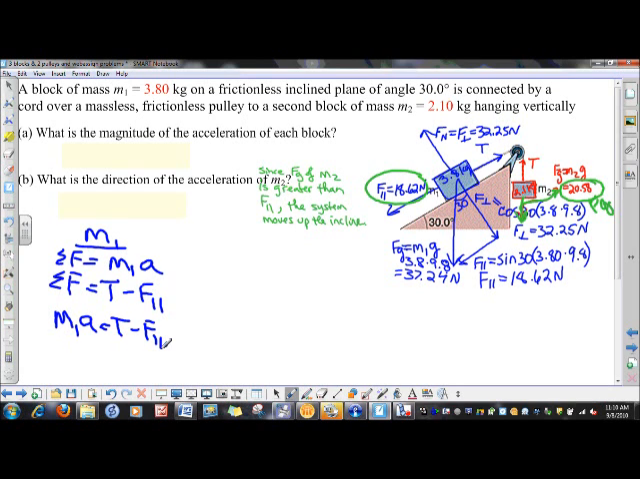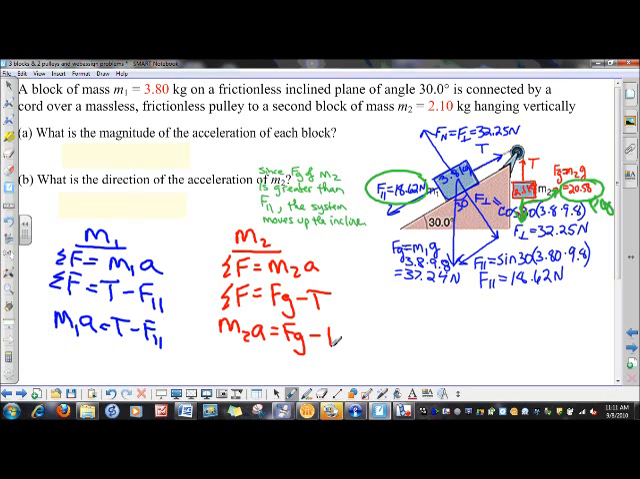Okay, now we go to the red, which is our M2. And we do the same thing. Net force equals M2A. The sum of all forces that make that M move are what? F, G, and T. In what order? Yep. So that's M2A equals FG minus T.